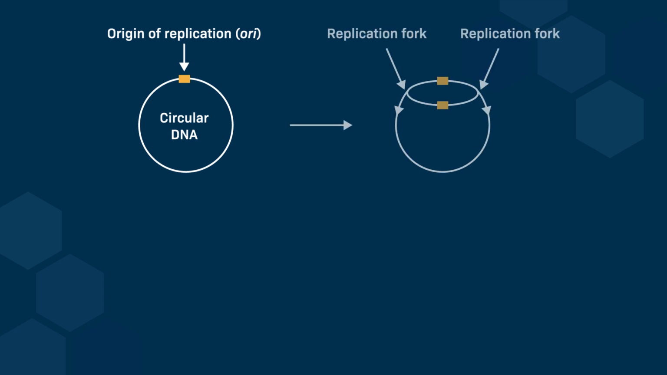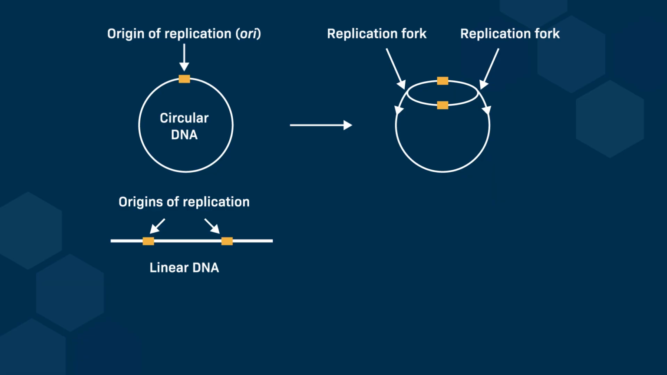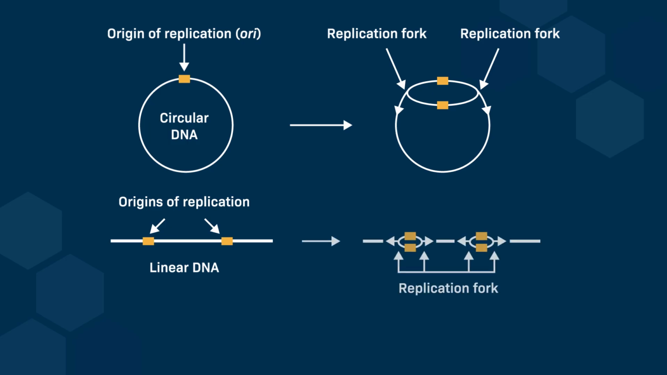This origin gives rise to a replication bubble with two replication forks that move in opposite directions. In contrast, linear eukaryotic chromosomes have multiple origins of replication along their length. Each origin similarly forms a replication bubble, with two forks moving in opposite directions to ensure efficient and complete replication of the chromosome. These specific features of DNA replication lead to three major topological challenges.